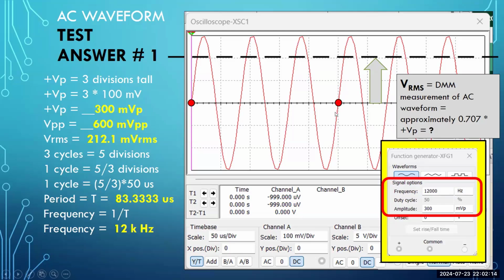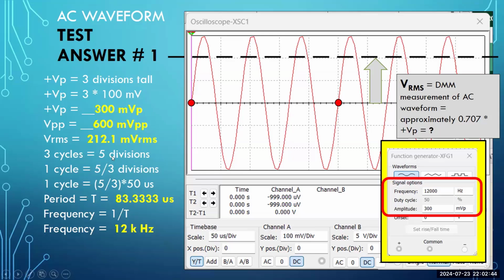And it turns out in my display, we happen to have that spot, that intersection at the second red dot. So between the 2 red dots, I have how many cycles? It says 5 cycles. Excuse me, 3 cycles. I have 3 complete cycles, 3 complete waveforms. But those 3 cycles take up how many divisions left to right? 1, 2, 3, 4, 5 divisions. So 3 cycles takes 5 divisions.